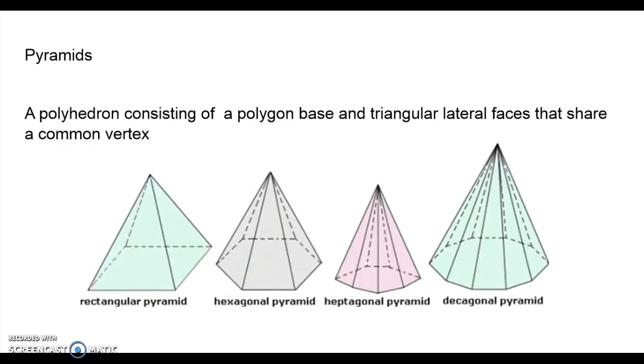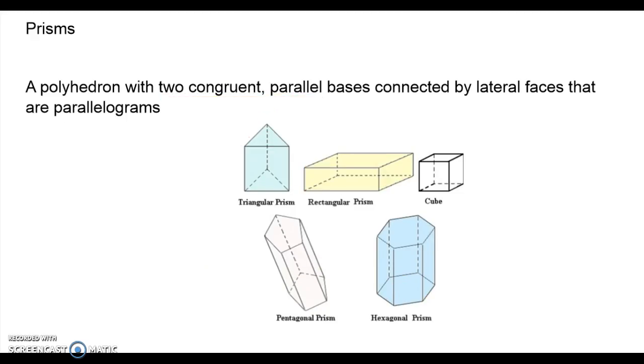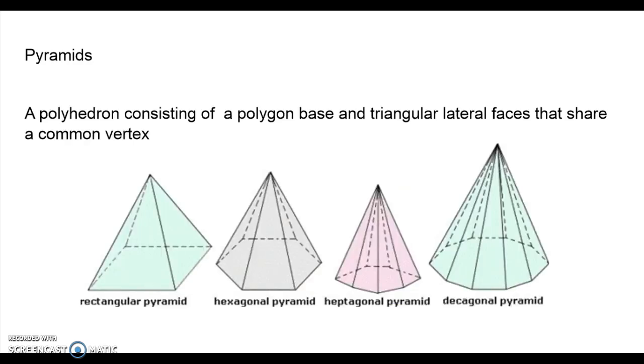Pyramids are a little different. They're still in the polyhedron category, and they just have one base. It's a polygon base with triangular lateral faces. So if you look back here, our lateral faces in our prisms were all rectangles. Whereas with our pyramids, the lateral faces that are not the base are always going to be triangles. So that's a good tell.